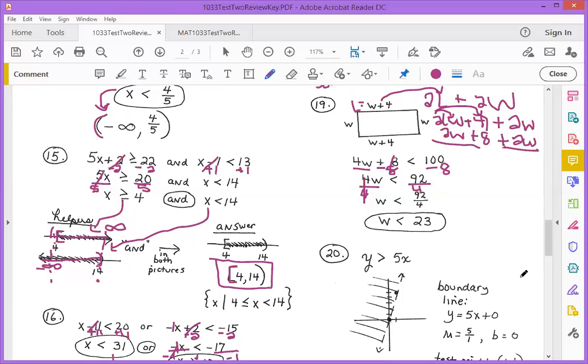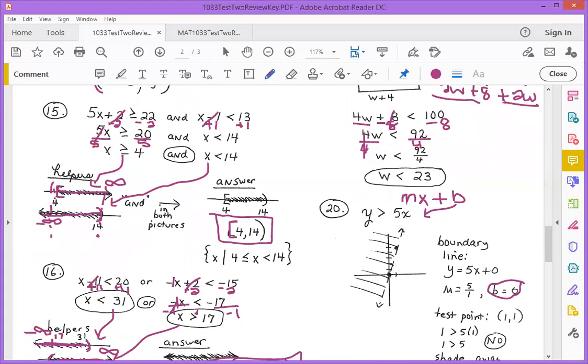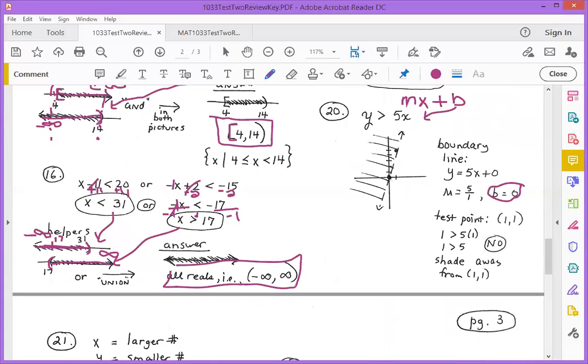Now for number 20, we have to graph this inequality, y greater than 5x. So in slope-intercept form, that 5 is going to be our slope. Our y-intercept is going to be 0. And remember, you always start at your y-intercept. So we're starting at 0 on our y-axis.